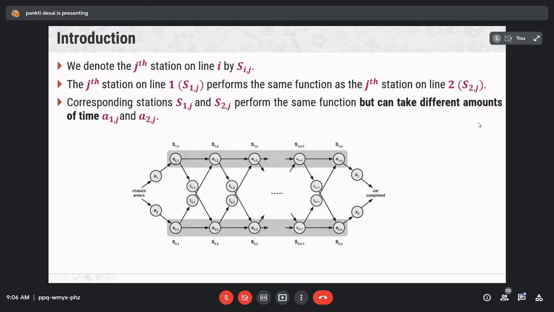So here in the circle you can see A11, A12, A13. A11 is the time taken by station S11, and A12 is the time taken by S12. This much time is taken by S11 to perform some task. To perform the same task, S21 requires how much time? A21. And T21, T11 are the times required to change the line.